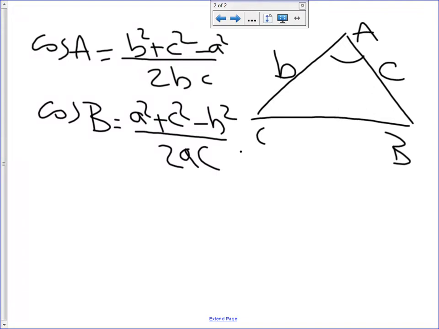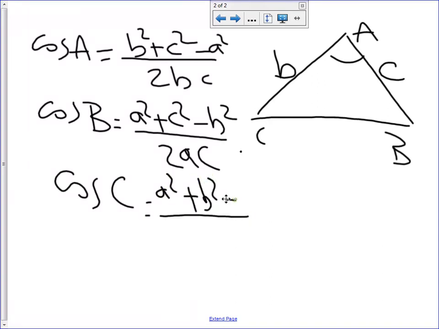If I need cosine of beta, it equals a squared plus c squared minus b squared over 2ac. If I need cosine of angle C capital, we get a squared plus b squared minus the square of the side opposite to the angle, c squared, over 2ab. So we depend on that rule if we have the lengths of the three sides. If I have the lengths of the three sides, I will depend on the cosine rule.